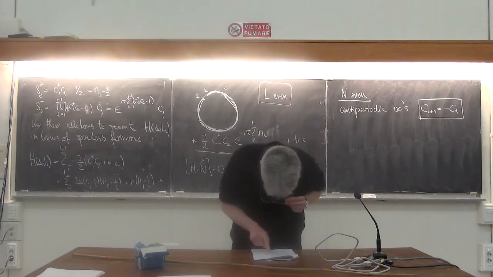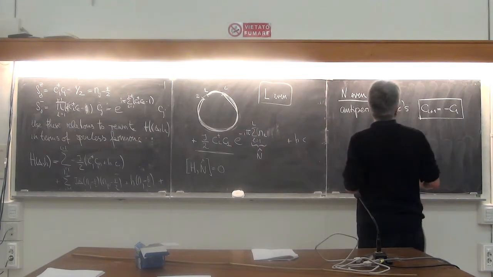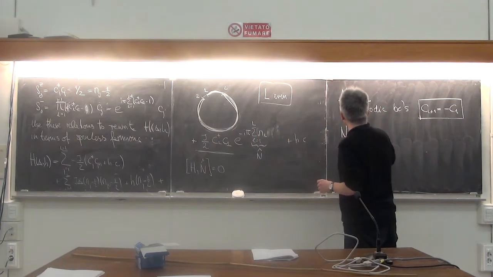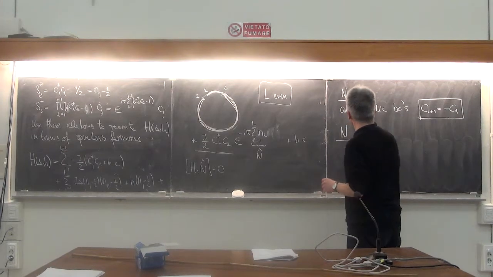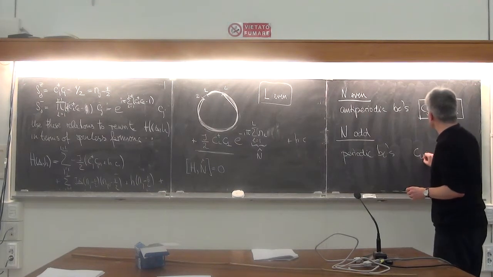So I have periodic, anti-periodic is even, so this is right. And on the other hand, if n is odd, we have periodic boundary conditions. So here I would have C_{L+1} is C_1.